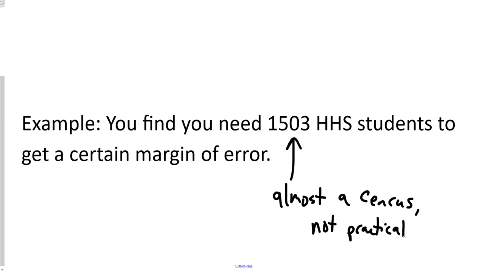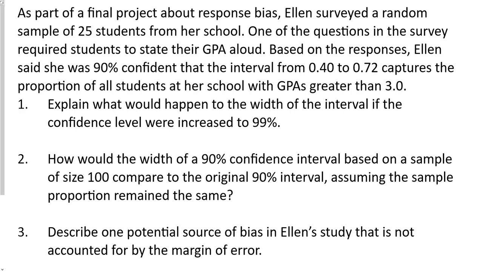Now, I want to look at a couple things with how things would change. So as a part of a final project about response bias, Ellen surveyed a random sample of 25 students from her school. One of the questions in the survey required students to state their GPA aloud. Based on the responses, Ellen said she was 90% confident that the interval from 0.4 to 0.72 captures the proportion of all students at their school with GPAs greater than 3.0. So explain what would happen to the width of the interval if the confidence level were to increase to 99%.